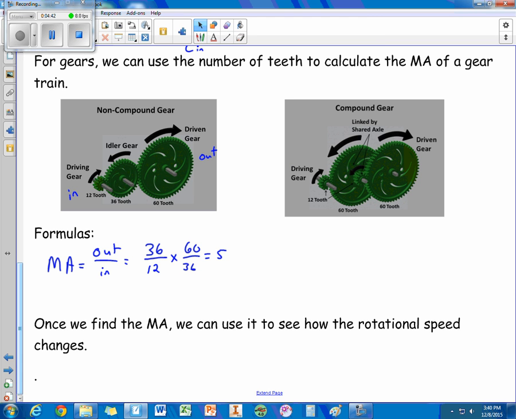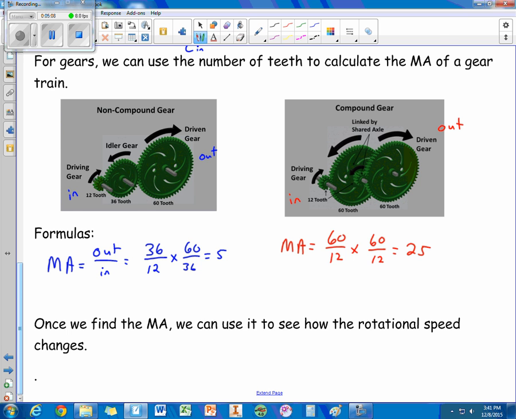All right, let's take a look at this example. This is a compound gear. So the mechanical advantage would equal 60 divided by 12 times 60 divided by 12. That equals 25. So we see a much, much bigger increase for this.